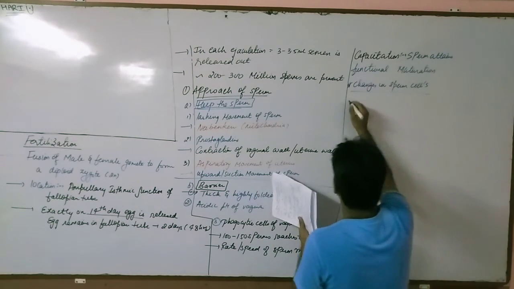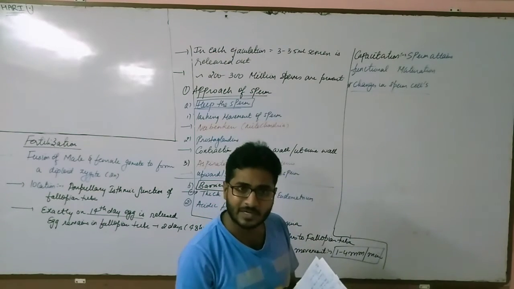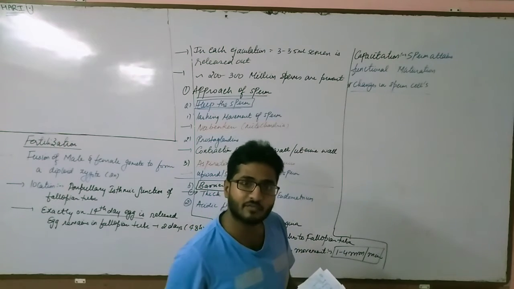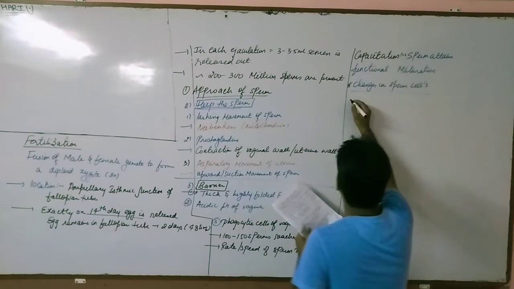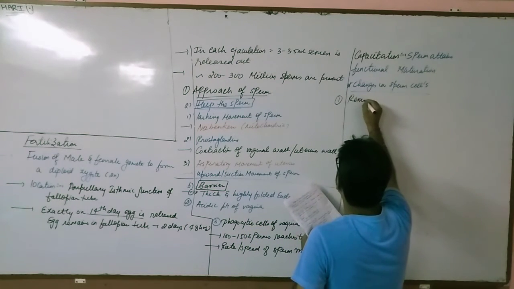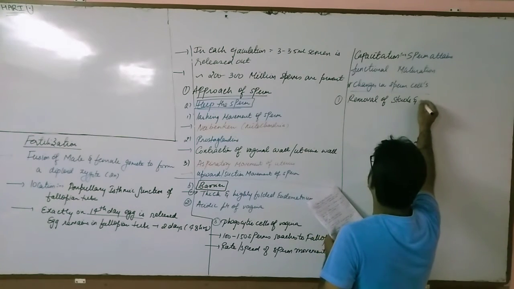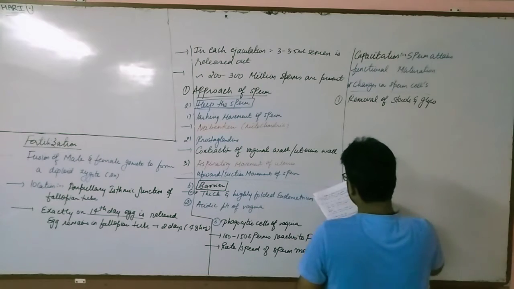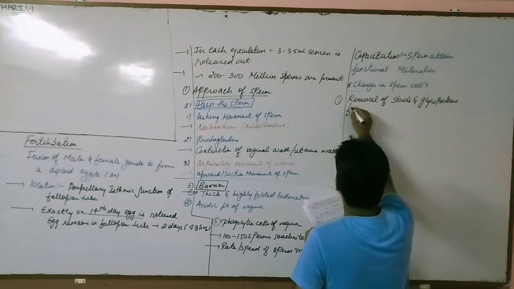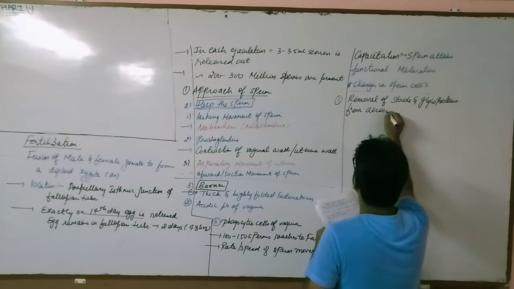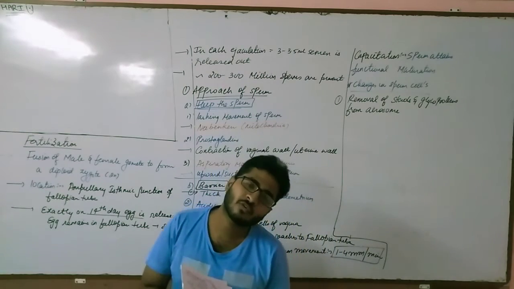The first change is removal of sterols and glycolipid content from the acrosome part of the sperm. Acrosome is the cap-like structure which is present in the head part of the sperm. So first is removal of sterols and glycolipids or the glycoproteins from the acrosome. Now why must sterols and glycoproteins be removed from the acrosome?